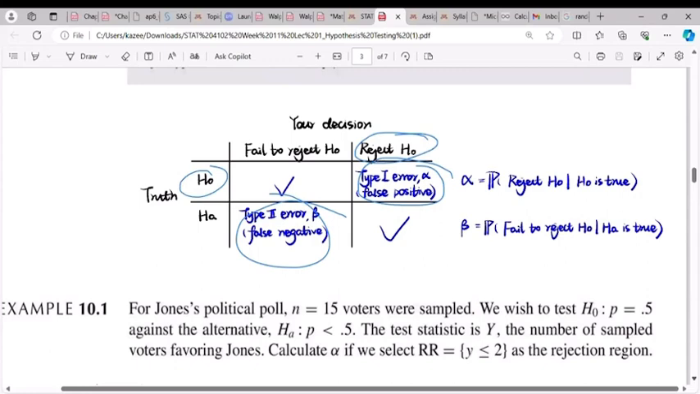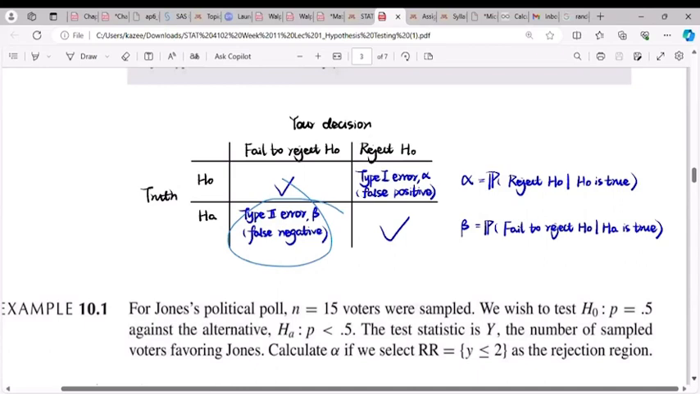A situation where a new drug is not better than the conventional drug, and you claim it is better than the conventional drug, that's a false positive. And that will amount to a waste of taxpayers' money and resources. But what about this one? Type 2 error. In a situation where the alternative is true and you fail to reject the null hypothesis, that is what we call a false negative.